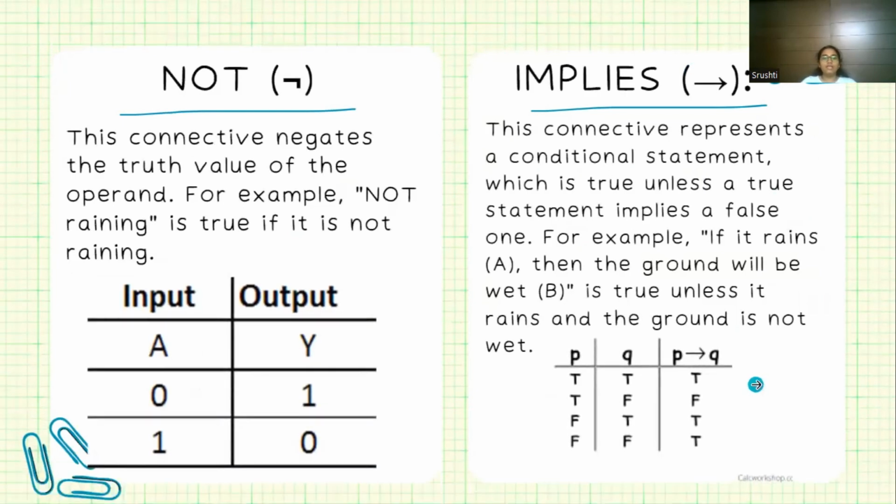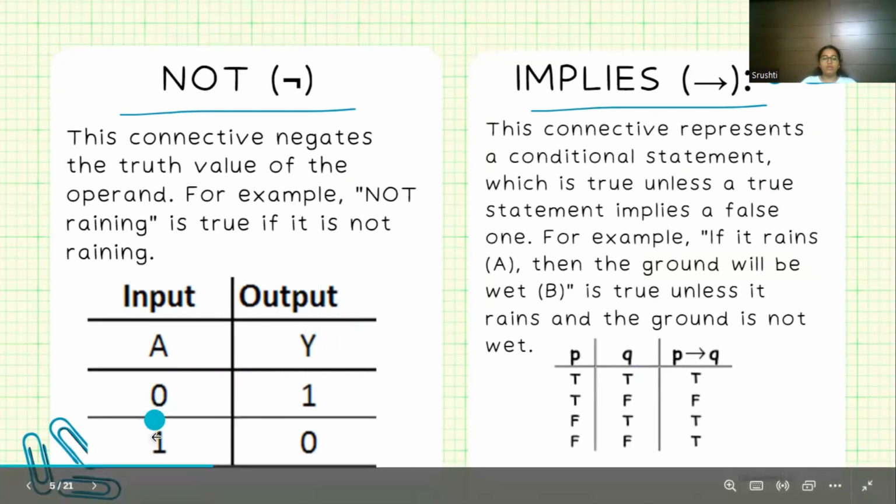Now let's learn NOT and implies. Not. This connective negates the truth value of the operand. That is, it gives the opposite of what the input is. For example, not raining is true if it is not raining. Input A, output Y: 0, 1; 1, 0. This is the truth table of NOT.